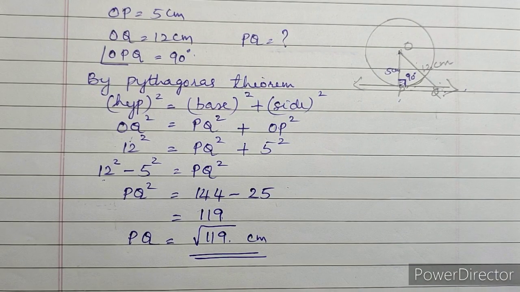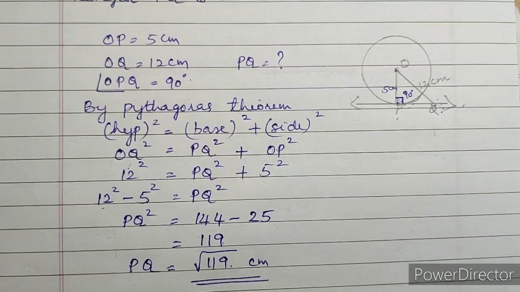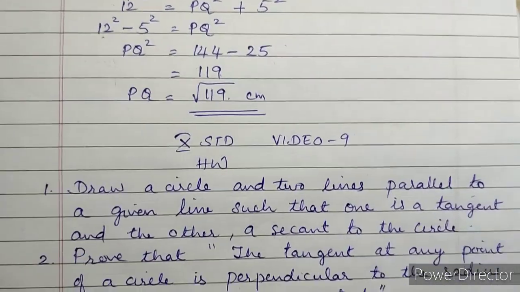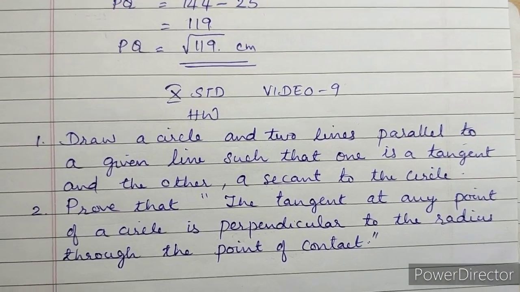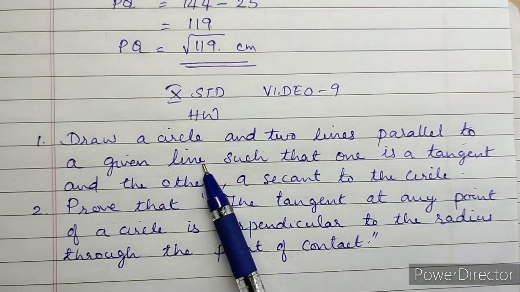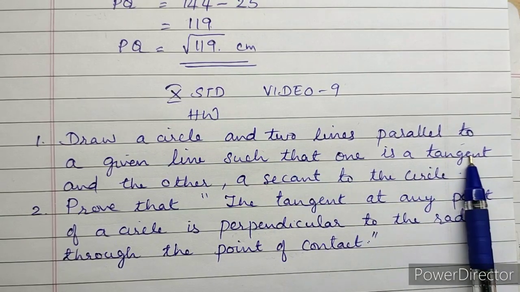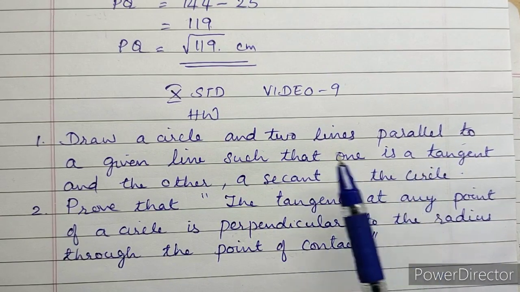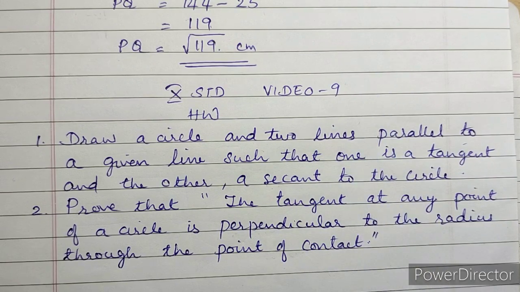This question is very important for fill in the blanks and multiple choice questions. They will ask it as a 1 mark question. So learn this properly. With this, I am winding up this session, children. Two homeworks I am giving you. First one is, draw a circle and 2 lines parallel to the given line such that one is a tangent and the other is a secant to the circle. So you have to draw a circle, draw 1 line, and parallel to that line draw 1 tangent and 1 secant.